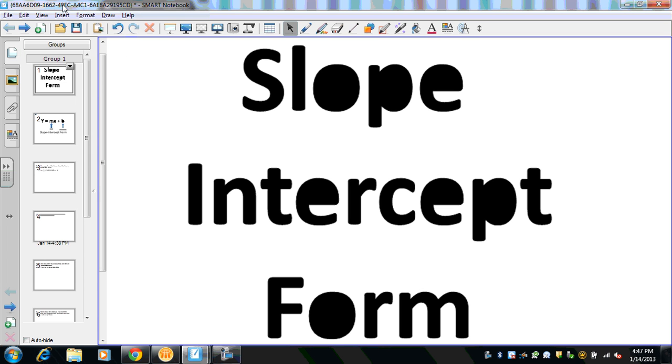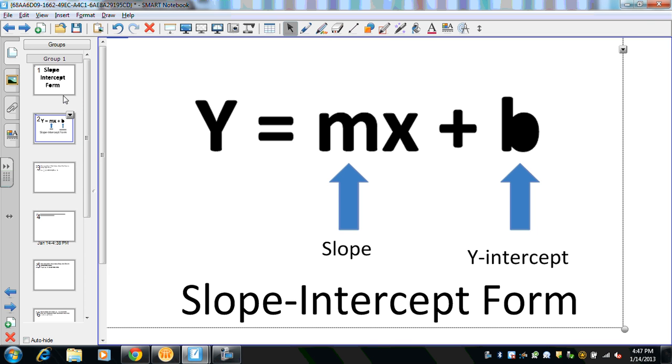All right, slope-intercept form is a way that we can write the equation of a line, and it gives us two characteristics of the line. Just like I could say that somebody has brown hair and is wearing a blue shirt, I can look at the slope-intercept form of an equation, and I can tell you some things about that line, okay?